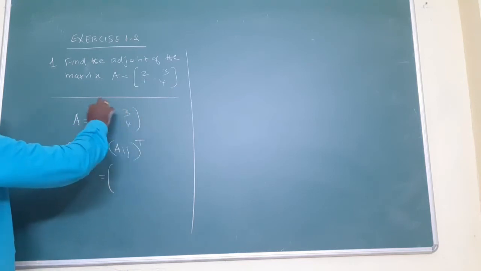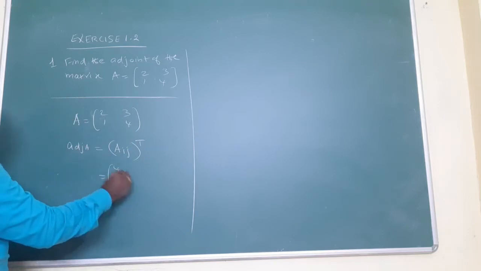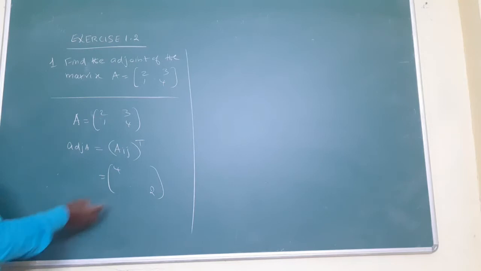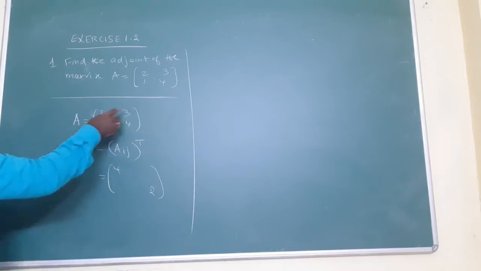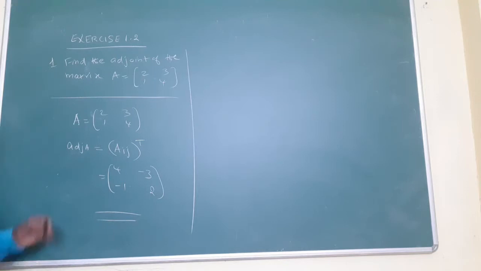What is the first diagonal? 2 and 4. Interchange the elements 4 and 2. Am I right? Next diagonal, 3 and 1, change the sign. Whatever the sign may be, change the sign. That is the answer. That's all. With a 2 cross 2 matrix, that is the answer. This is easy for you.